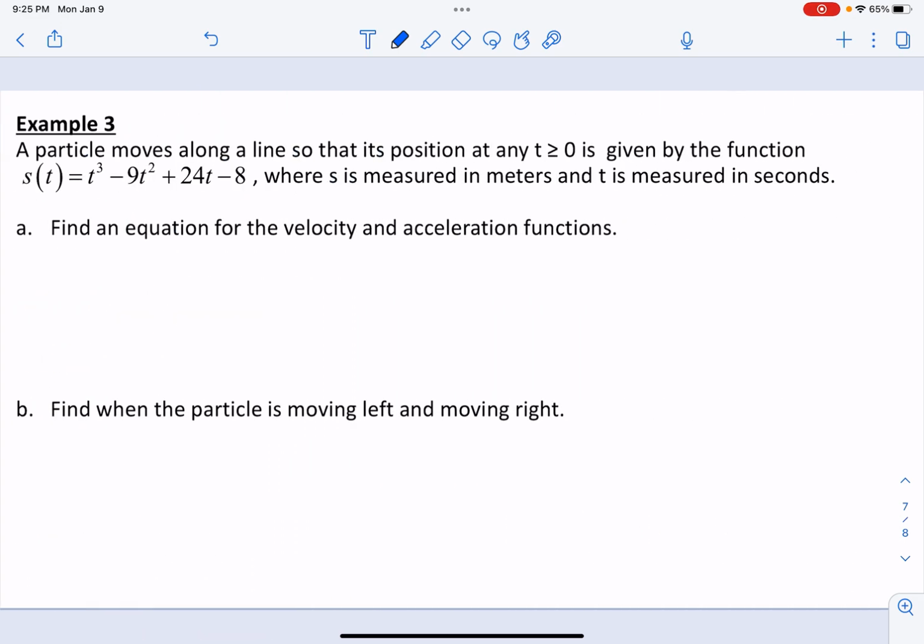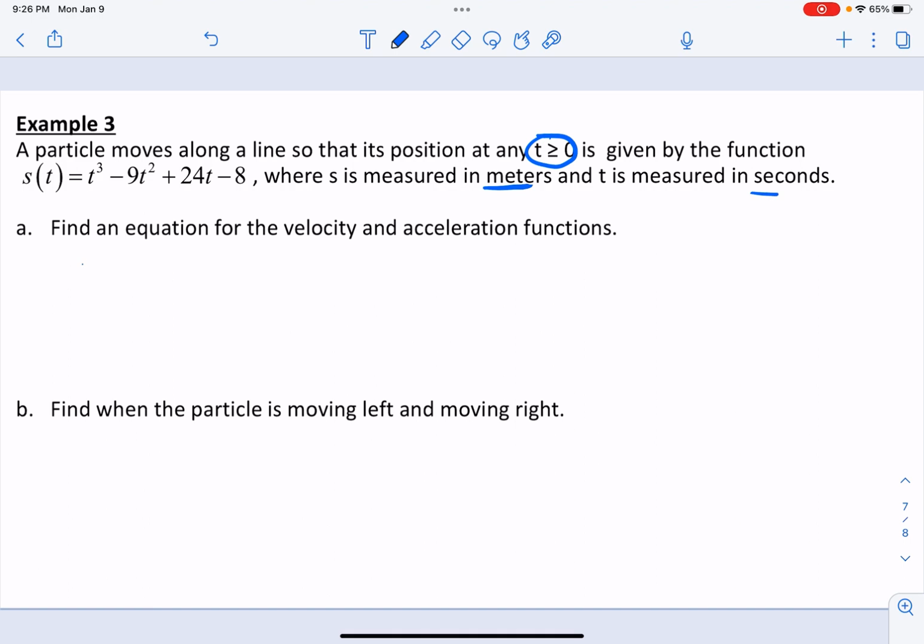Okay, example 3. And this one is more consistent with something that you might see on the AP exam, though they have been giving more and more real-life applications like we just saw. So a particle moves along the line, so its position at any time t greater than or equal to 0 is given by that function, where s is measured in meters and t is measured in seconds. So that has some units for me. Find an equation for the velocity and the acceleration functions.